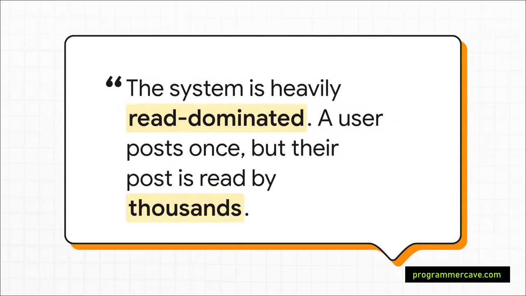And this leads us to what is, without a doubt, the single most critical insight for this entire design. A social feed is a read-heavy system. Think about it. One person writes a post, but that one post might be read thousands or even millions of times. So the ratio of reads to writes is massively skewed. This tells us exactly where to focus our energy. We have to optimize for lightning-fast reads. That's the key to everything.